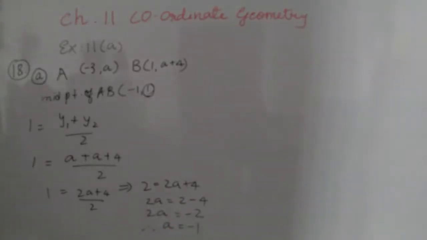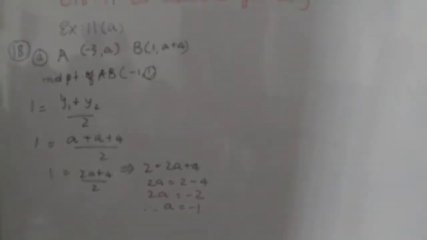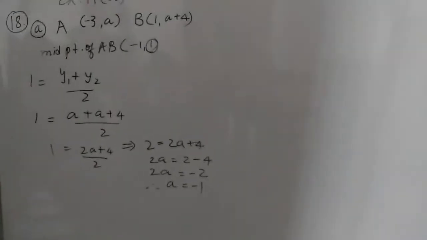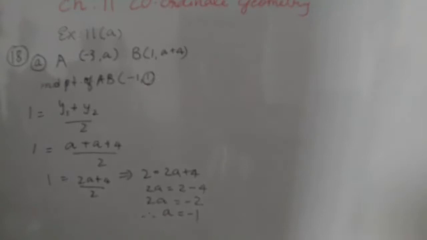So what did they ask? Find the value of A, and we found the value of A as -1. So students, using the midpoint formula, I have got our value of A. The first part is solved. Now listen, the second part I am reading.